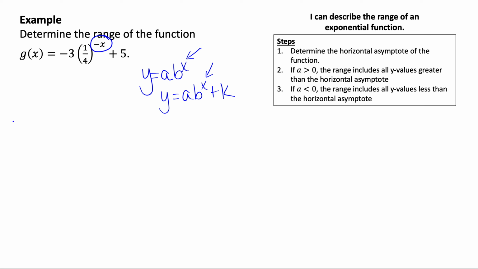So what we need to do is rewrite this function a little bit. We have g of x equals -3, and then that 1/4, I'm going to put that to the -1 and then raise that to the x power.